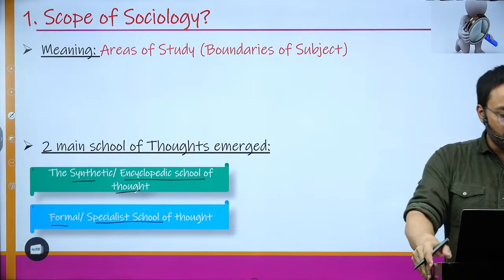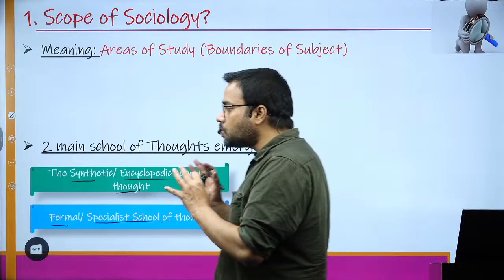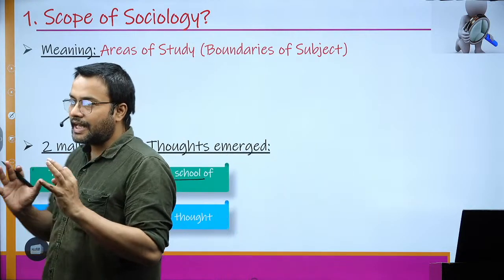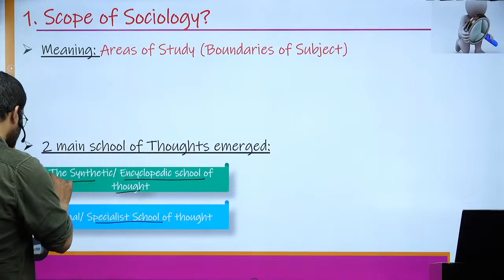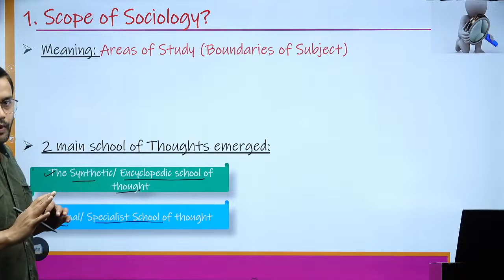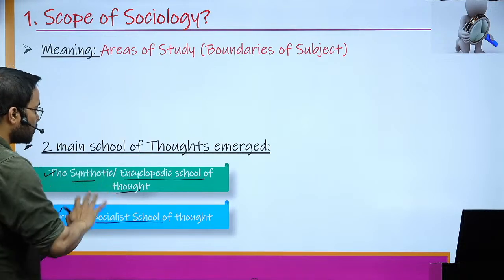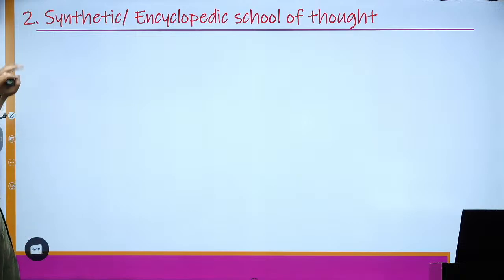So there were two schools of thought that emerged on how to develop sociology, like what kind of a discipline sociology should be. So two thought processes emerged. We look into both of them one by one, and also the thinkers associated with both of them. First is the synthetic or the encyclopedic school of thought.